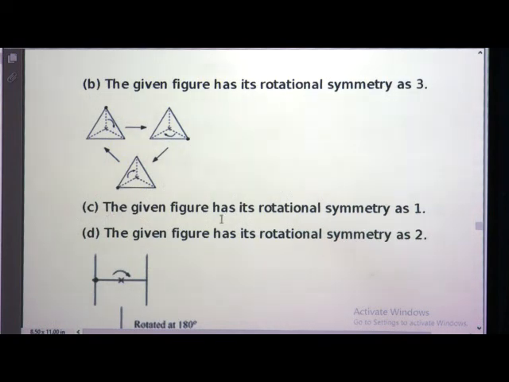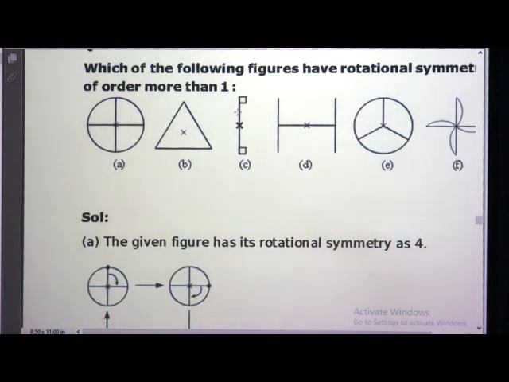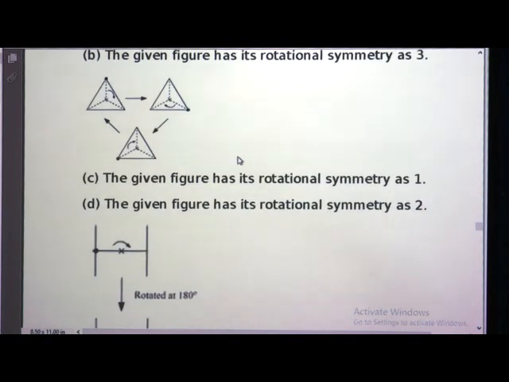The given figure has no rotational symmetry. See, this is a figure we are unable to rotate. So, no equal symmetry, we can't draw a symmetry here exactly and we can't rotate it. So, there is no rotational symmetry in that.